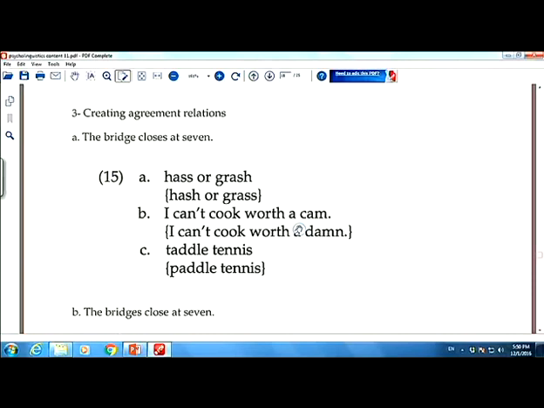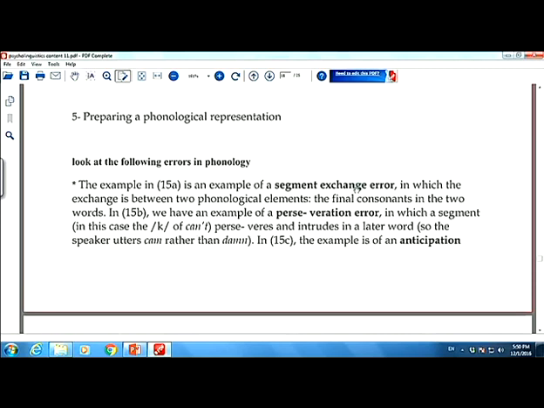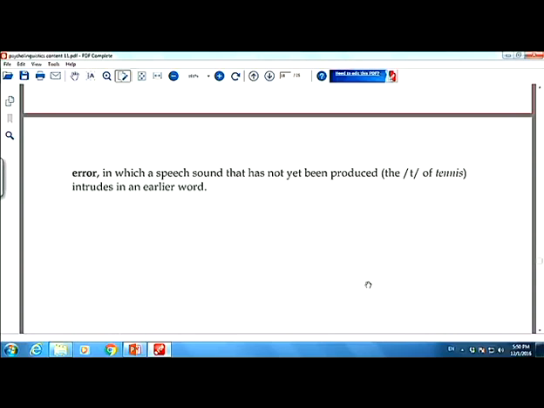Instead of saying hash or grass, say has or grash. Overall, we have three kinds of errors: segment exchange, perseveration errors, and anticipation errors. We explained them in the lecture, but here we have an explanation that is written for you to read. And don't worry about the misplacement, it will be corrected.